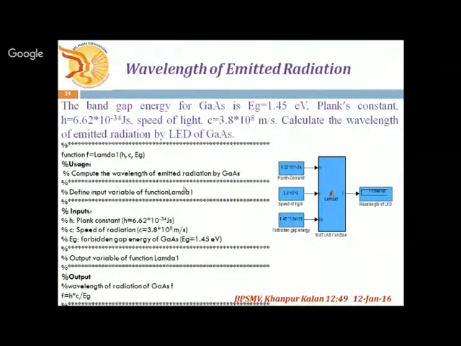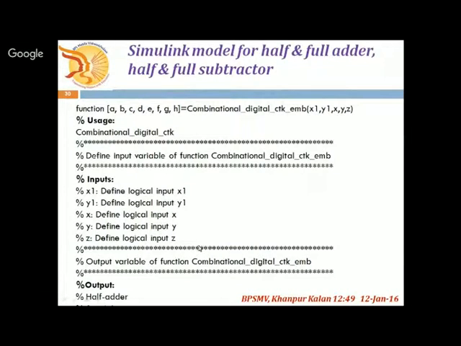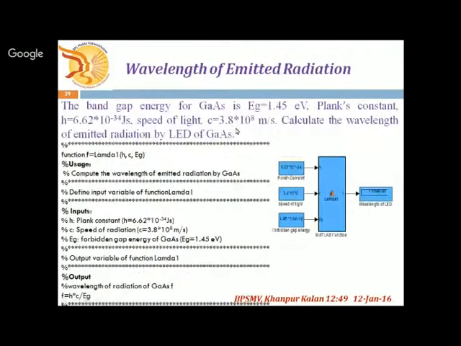This is one more example. The band gap energy for gallium arsenide is equal to 1.45. Planck's constant is 6.62 into 10 raised to power minus 34. Speed of light is 3 into 10 raised to power 8. Calculate the wavelength of emitted radiation of an LED of gallium arsenide.